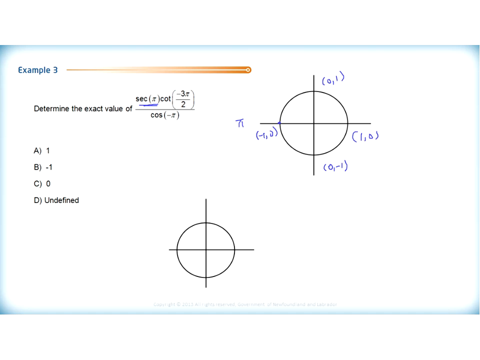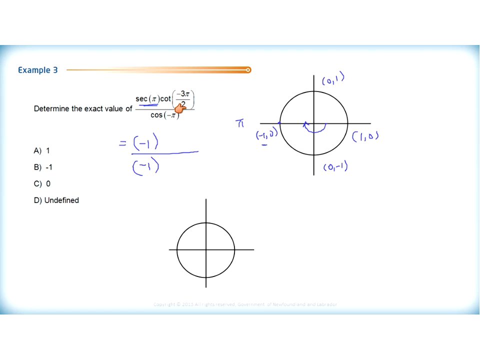We're looking for the secant of pi. We know that pi is right here at 180 degrees. Secant is the reciprocal of cosine. Cosine is -1. The reciprocal of -1 is, of course, -1. So the secant of pi is -1, because it's 1 over -1, which is -1. Divided by, I'll do the cotangent in a minute, the cosine of -pi. There's -pi right there. Cosine is also -1, because again, cosine is the first coordinate. So the cosine of -pi, rotating -pi, cosine is -1.